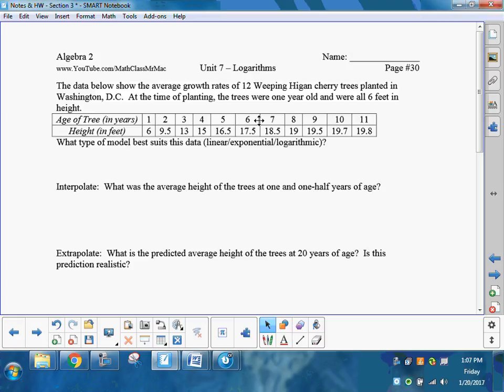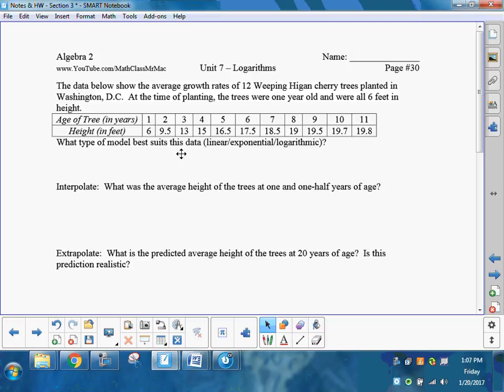Now, at the time of planting, the trees were 1 year old and all were 6 feet in height. What model best suits this? So here's the age of the tree and there's the height of it. Now, what type of model suits this? You've got 3 choices. It's either linear, exponential, or logarithmic.